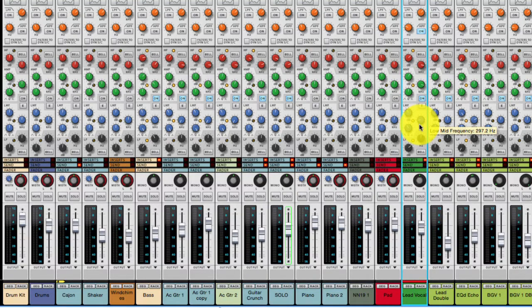a vocal is 300 hertz, and so you're always dialing that, and you start really fixating on all these little numbers. Best thing to do sometimes is just start playing around with these EQ settings until you have something that sounds good to your ear.